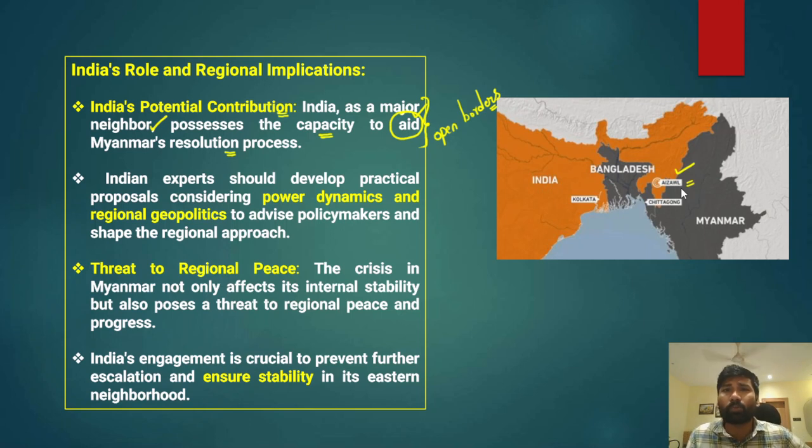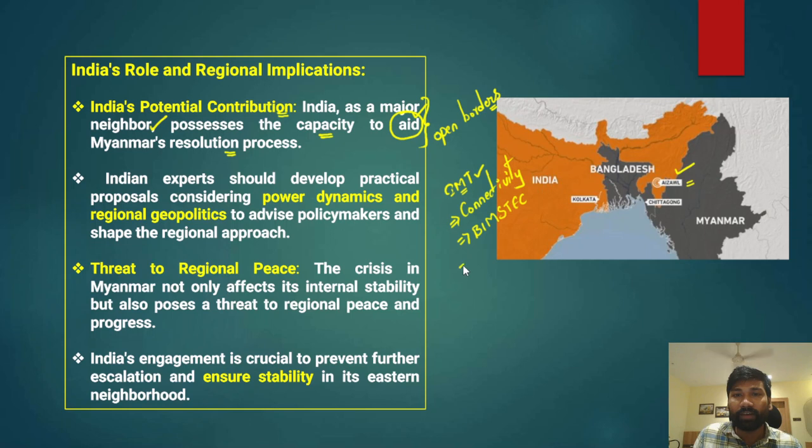Because please remember, there are a number of projects, for example, the India, Myanmar, Thailand trilateral highway. So peace and stability is very important to ensure that there will be proper connectivity within the Southeast Asian region. And secondly, we should also talk about BIMSTEC. Myanmar is one of the important members of the BIMSTEC grouping. So therefore, this should also be kept in mind, right? So in fact, India has a policy called Act East policy. So for the success of Act East policy, Myanmar stability is very important.